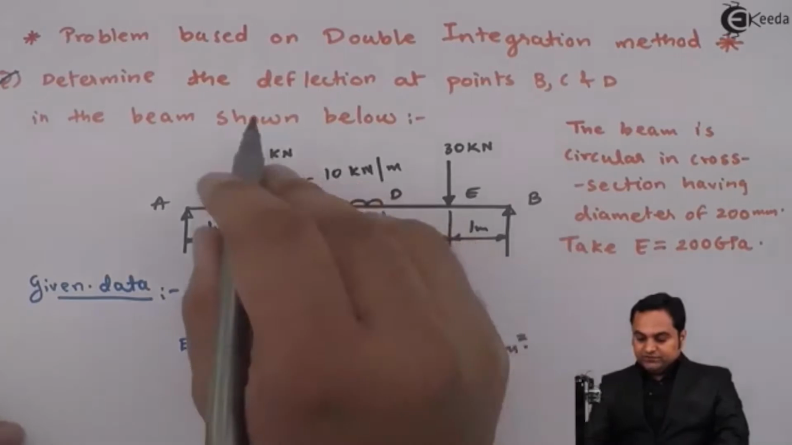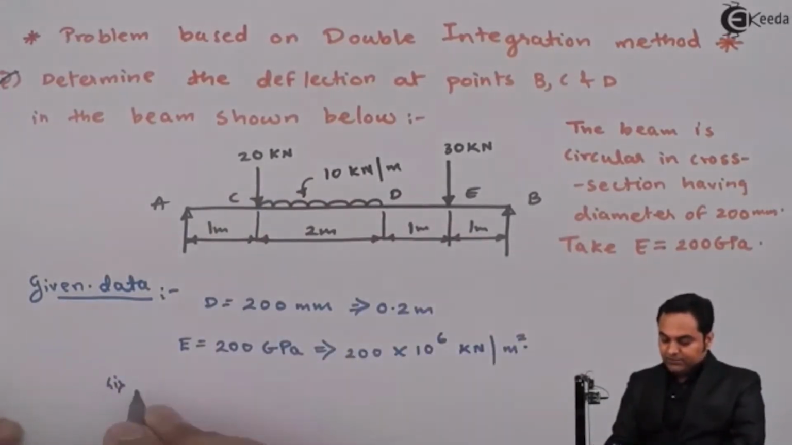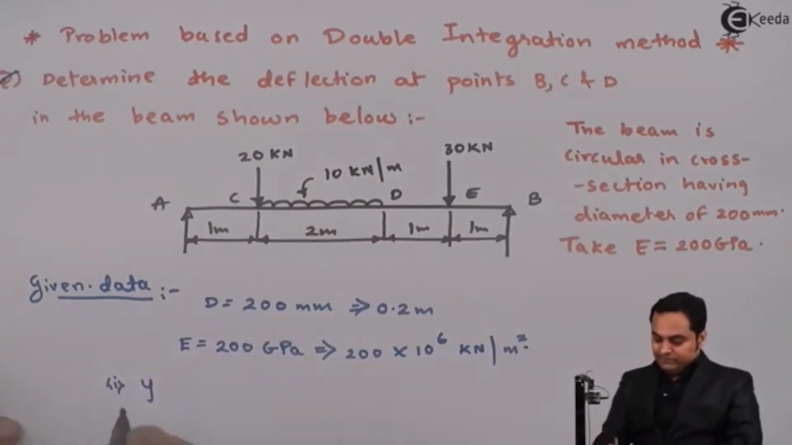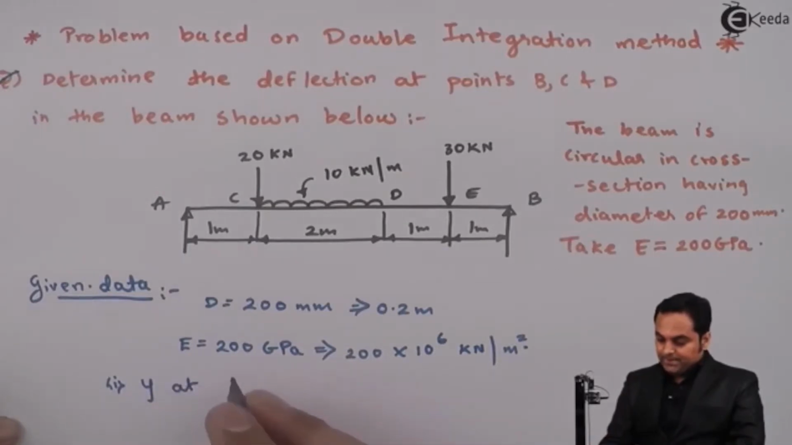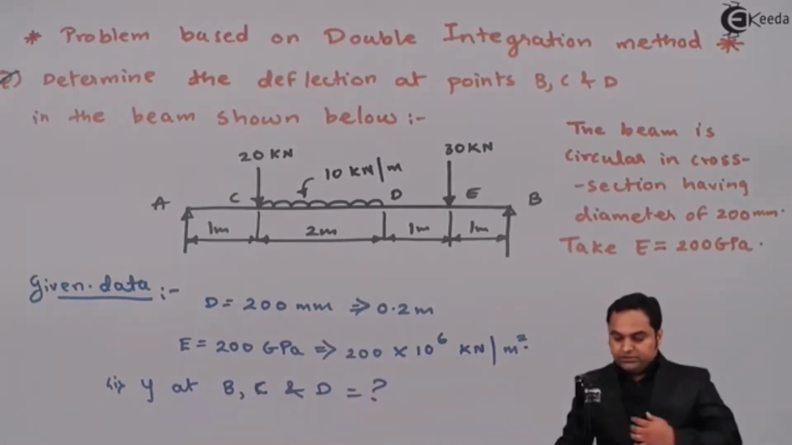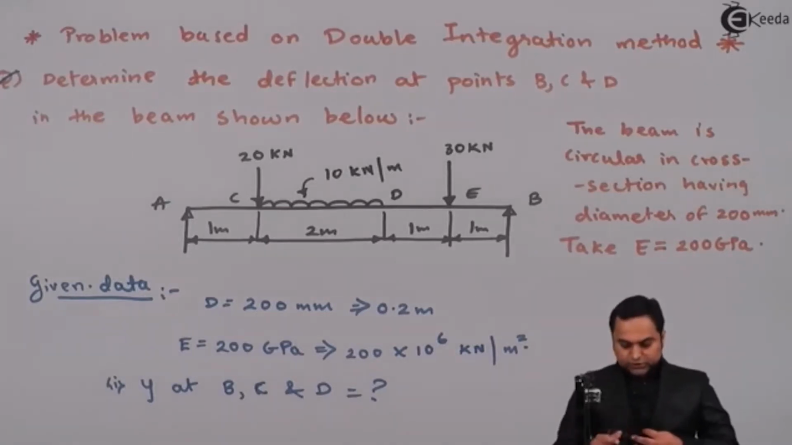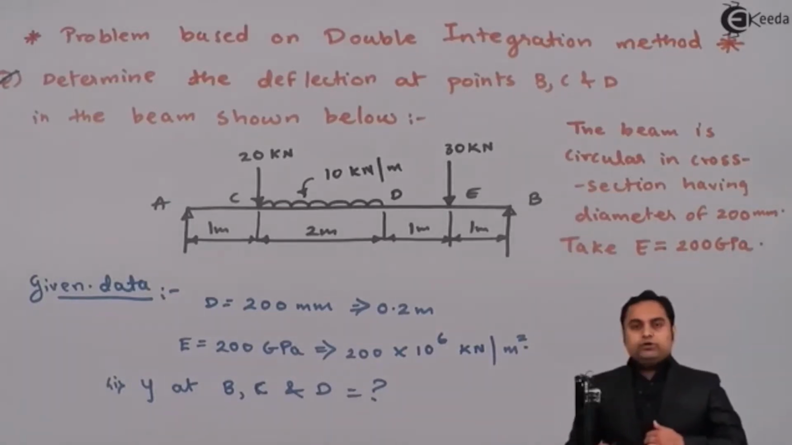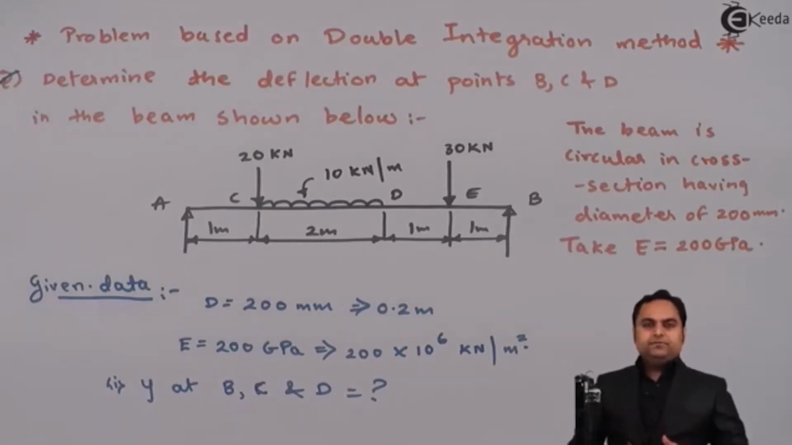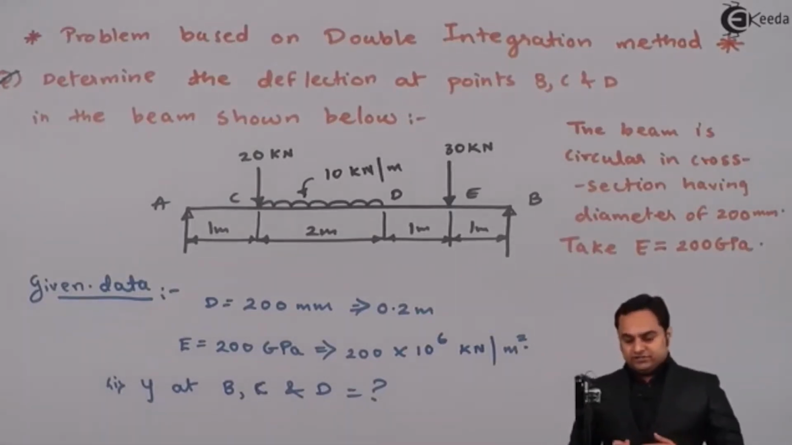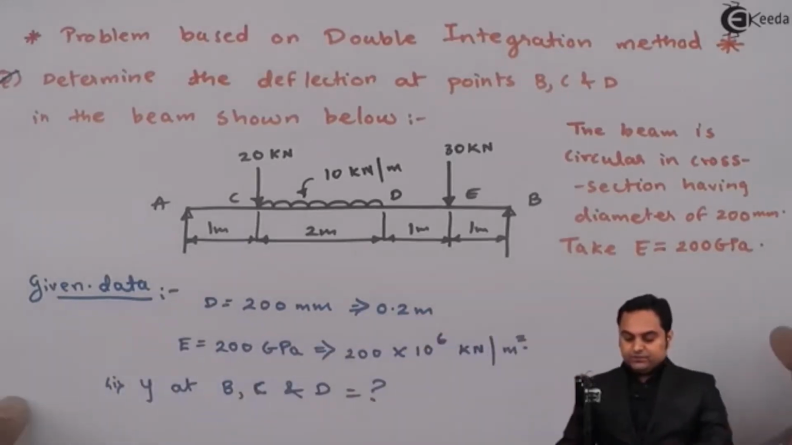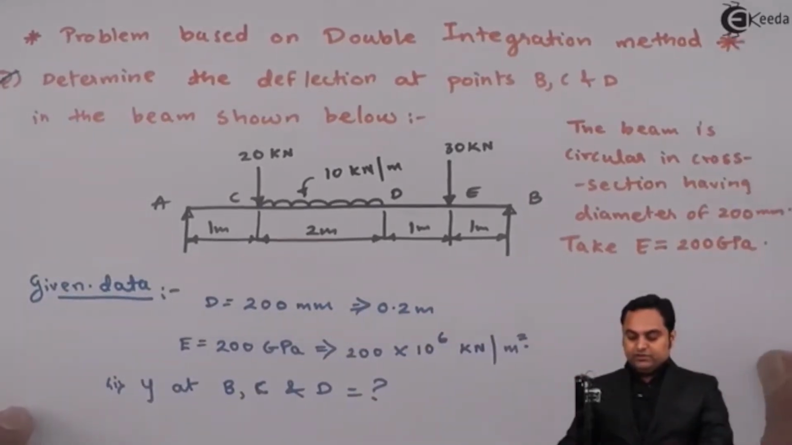Now the question is, we have to find deflections. Deflection is denoted by Y at points B, C and D. We have to calculate the deflections. So in order to solve this question, we are going to use the double integration method. For that, the first thing is we should know the beam reactions. So here, in the solution part, I'll draw the diagram of the beam again.